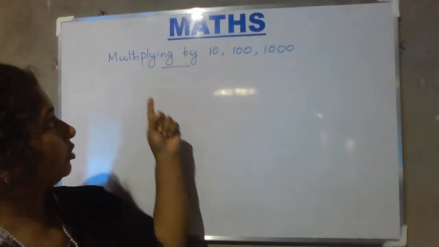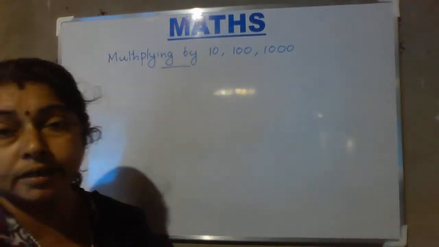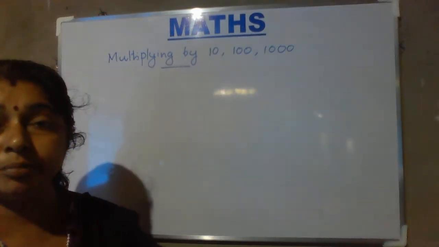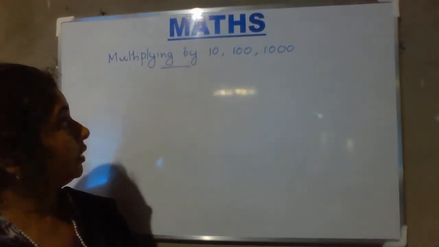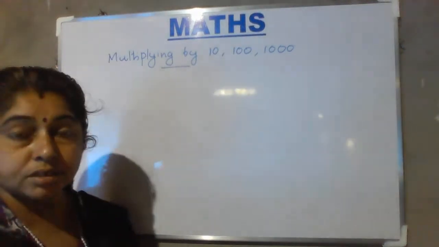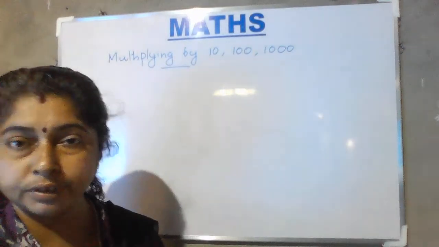Now we are discussing multiplying by 10, 100 and 1000. First, multiplying by 10. To multiply a number by 10, we put 1 zero to the right of the given number.